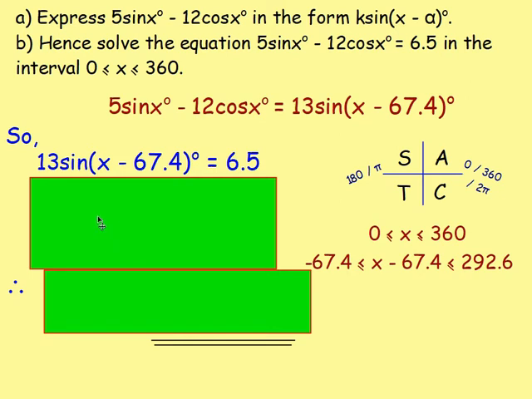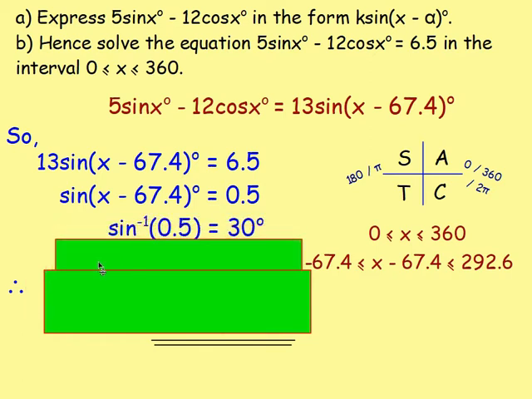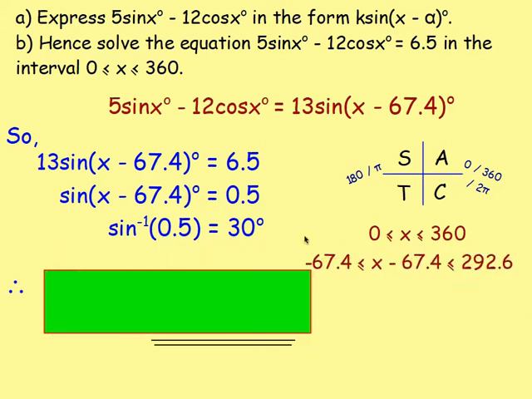So starting to solve it, Max, what do you do first? Good, divide by 13. So 6.5 divided by 13 gives you a half. And then from there, good, sine to the minus 1 of a half. So if you work out sine to the minus 1 of a half, it's just one of your exact values. That gives you 30 degrees. Just remember, you are wanting to think about the limits. So x is between 0 and 360.